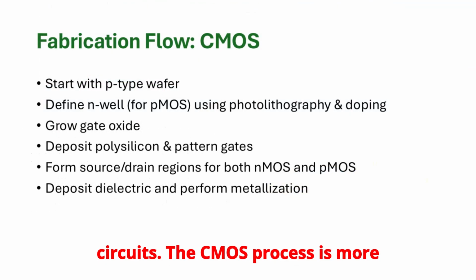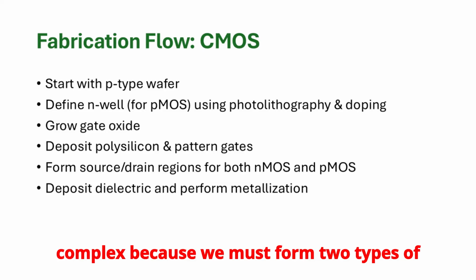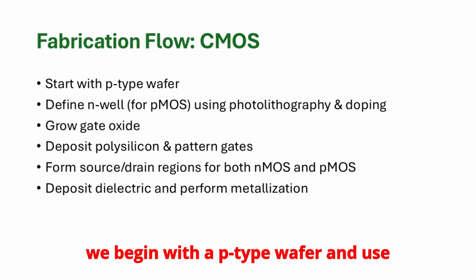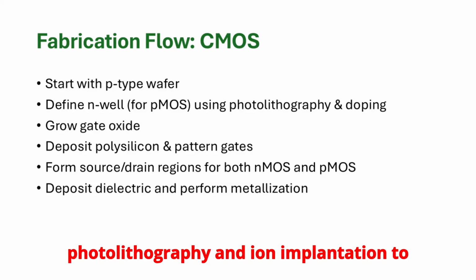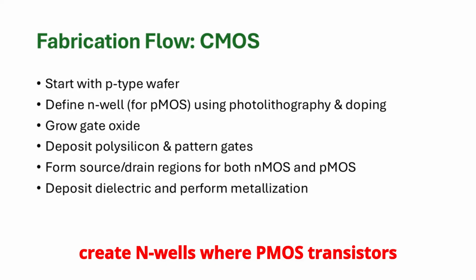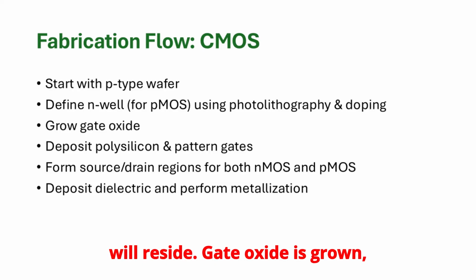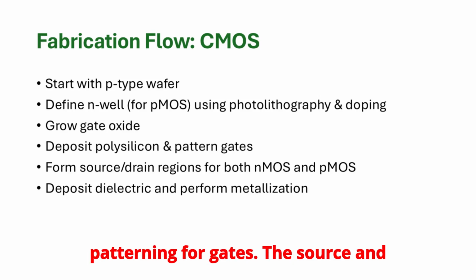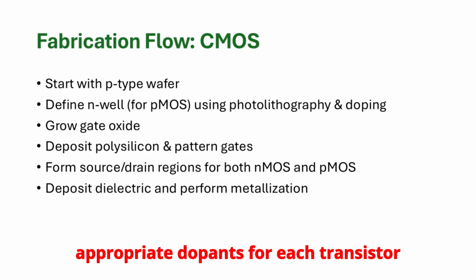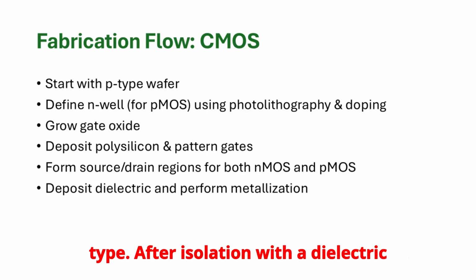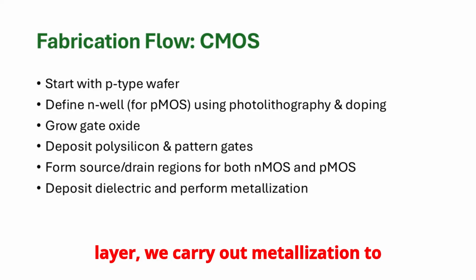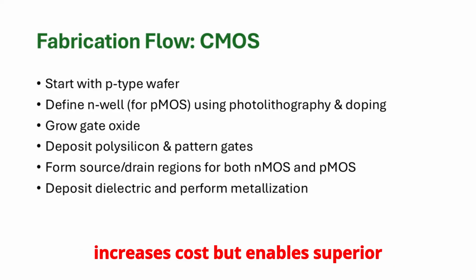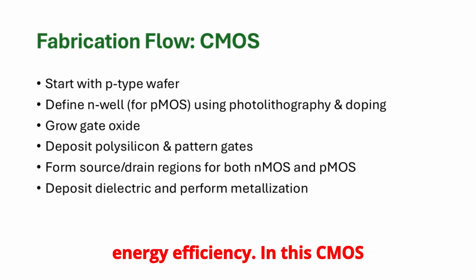The CMOS process is more complex because we must form two types of transistors. In a typical N-well process, we begin with a P-type wafer and use photolithography and ion implantation to create N-wells where PMOS transistors will reside. Gate oxide is grown, followed by polysilicon deposition and patterning for gates. The source and drain regions are then implanted with the appropriate dopants for each transistor type. After isolation with a dielectric layer, we carry out metallization to connect devices. The added complexity increases cost but enables superior energy efficiency.